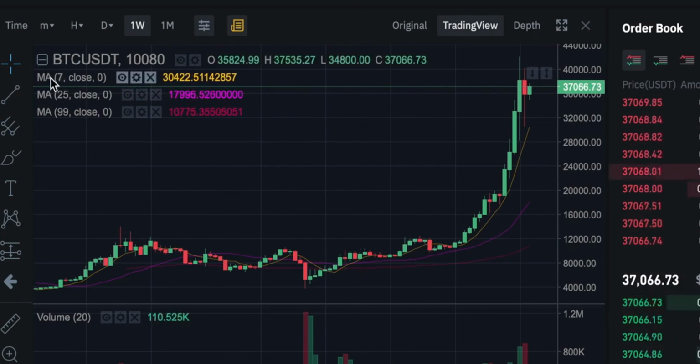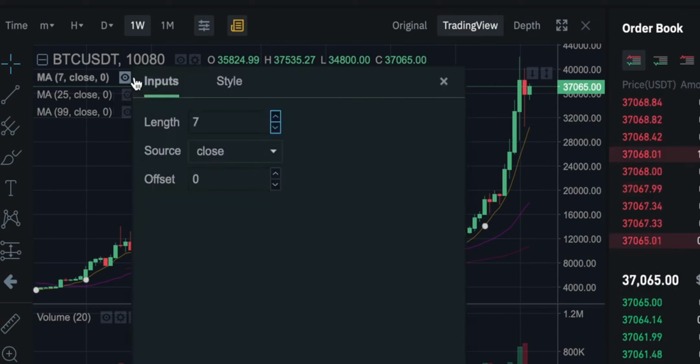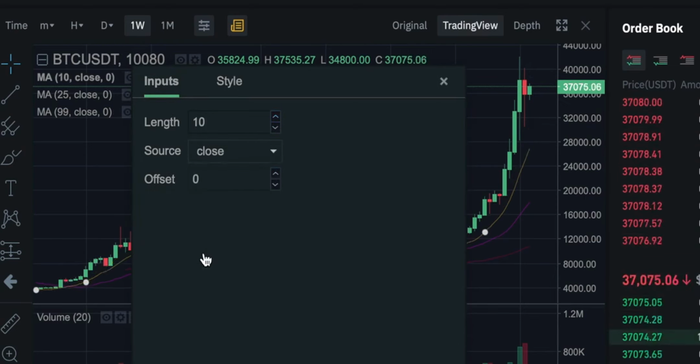easily. So if you come to the 7-day moving average, we can come through to show or hide. That will obviously hide it if you want to. And we can come to format as well. If we come to format, you can actually change this really easily. Go to length, maybe change that to a 10-day moving average. The source is the closing price. I would recommend that one.